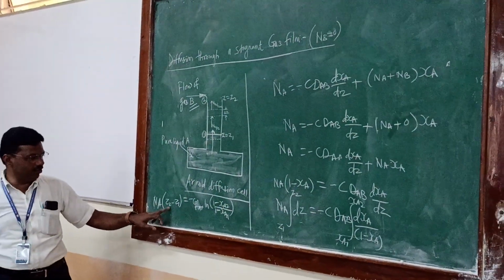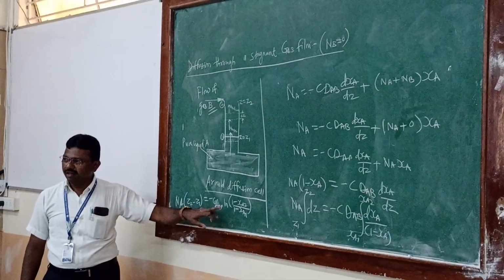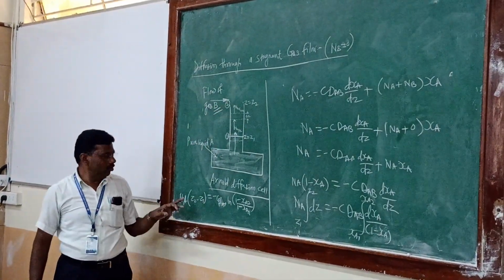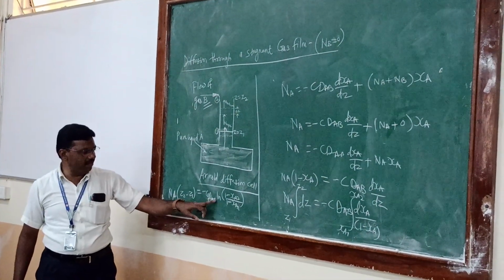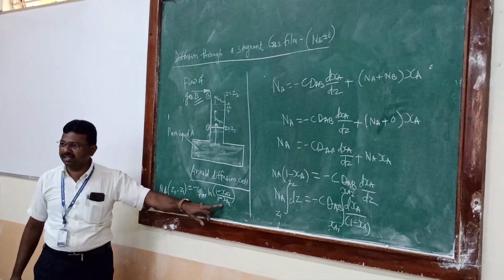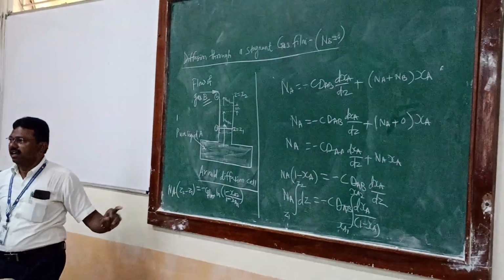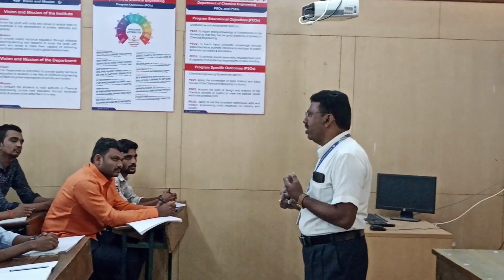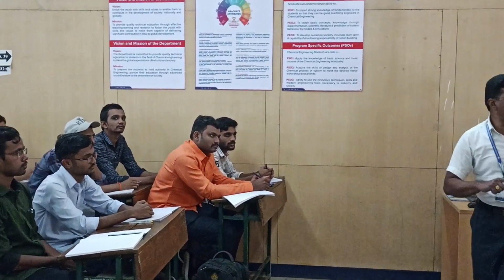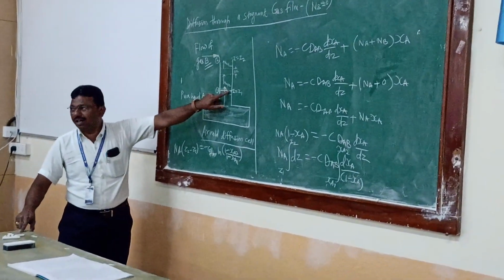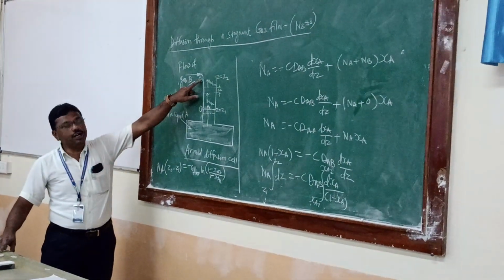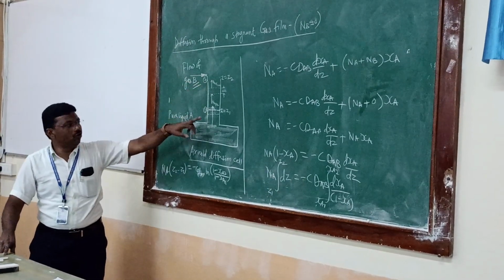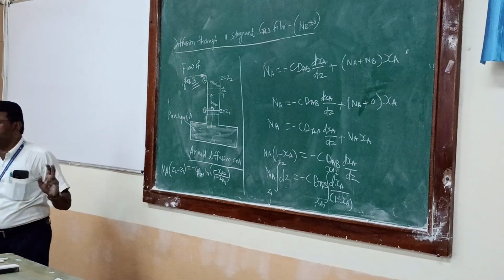We transfer this z2 minus z1 to the right hand side, and we can write z2 minus z1 as the height z. So NA is equal to minus c DAB ln of (1 minus xA2) upon (1 minus xA1), into z. So what are xA1 and xA2? The mole fraction of component A at points 1 and 2. Point 1 we consider the top surface of the liquid, and point 2 is the open end of the tube. So xA1 is the mole fraction of that component.